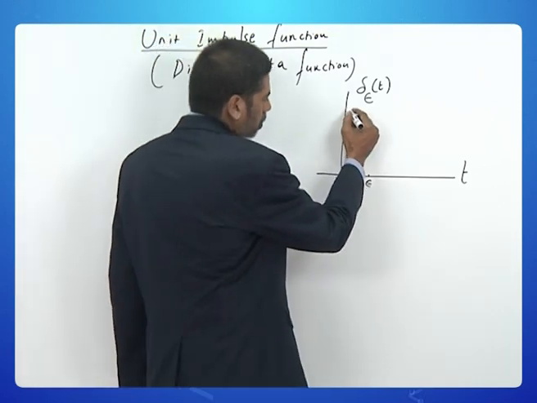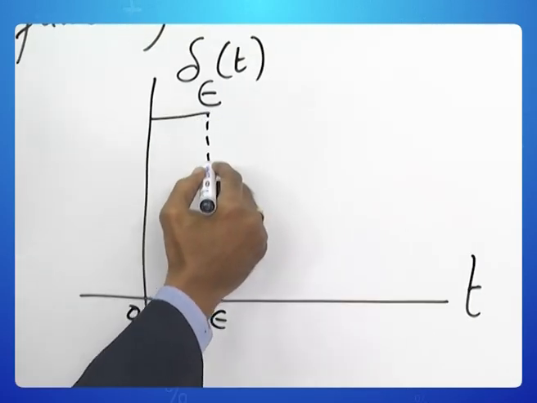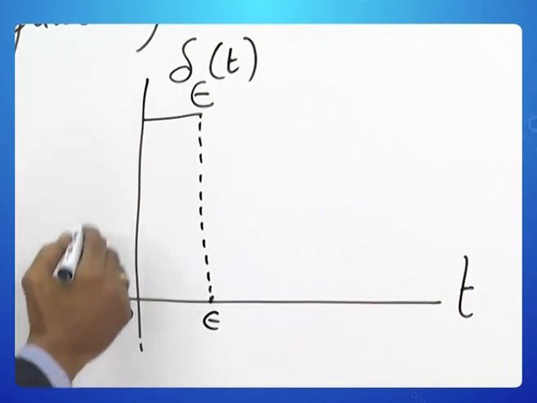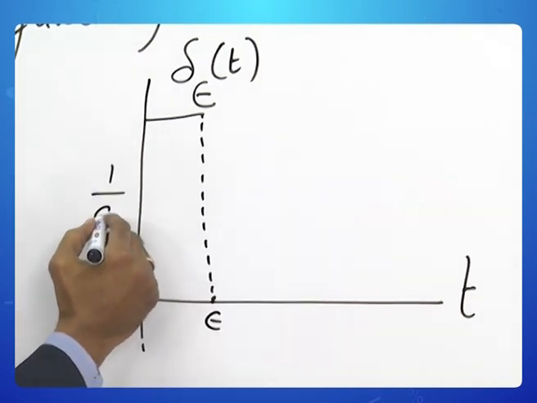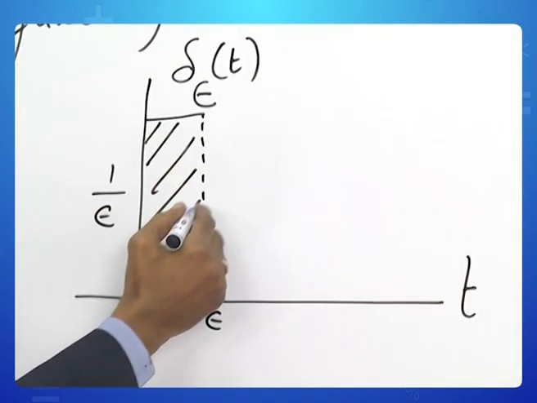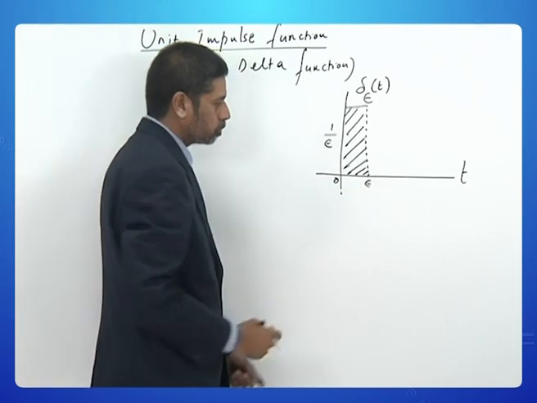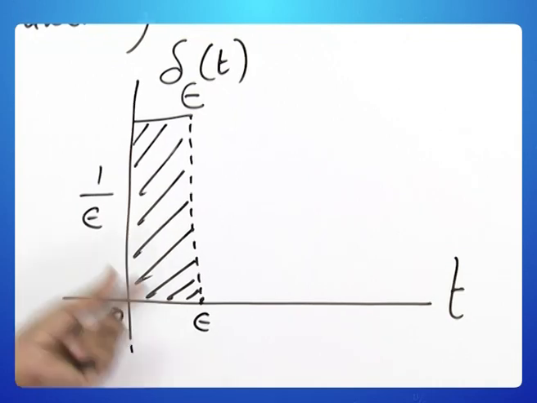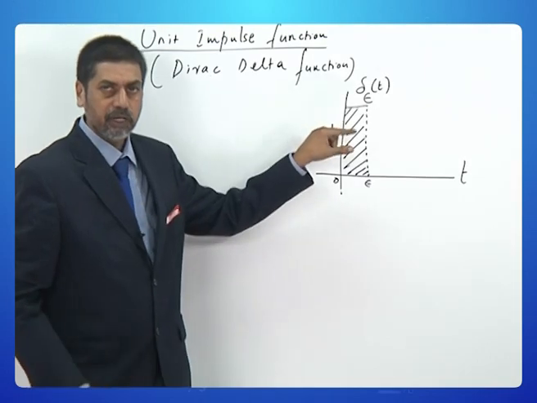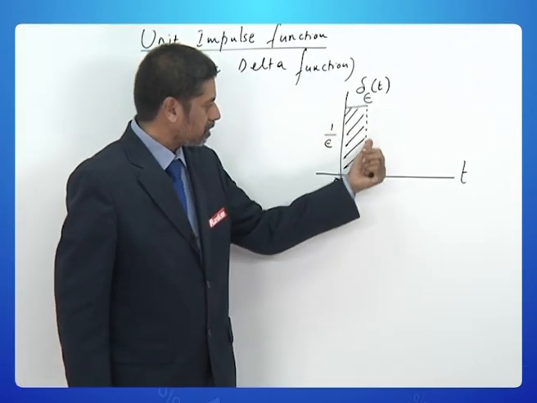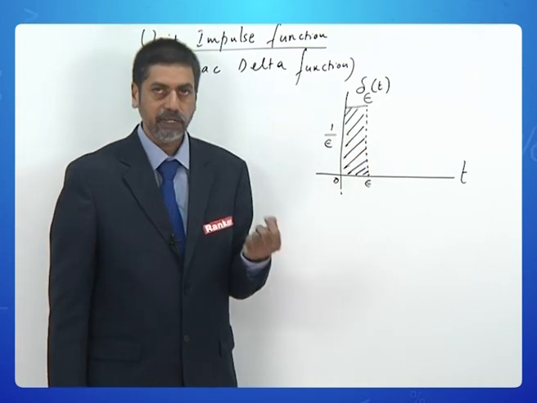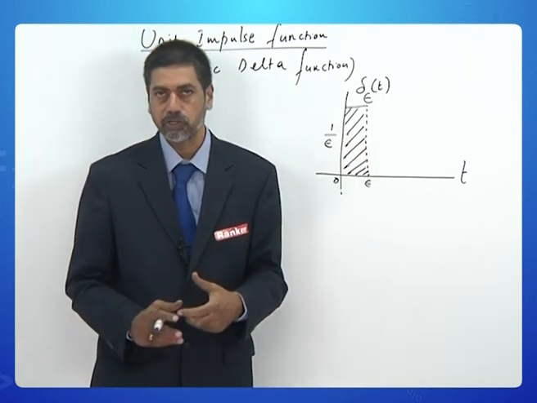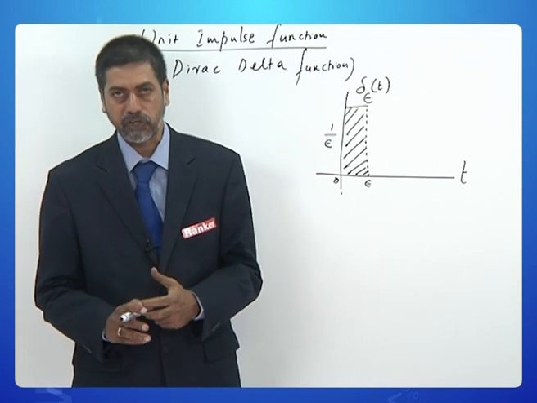So you define the height of this rectangle to be 1 by epsilon. This width is epsilon. You take the reciprocal of that as the height of the rectangle. Now you can find that the area of this rectangle is exactly 1 unit. That is why it is called the unit impulse function.